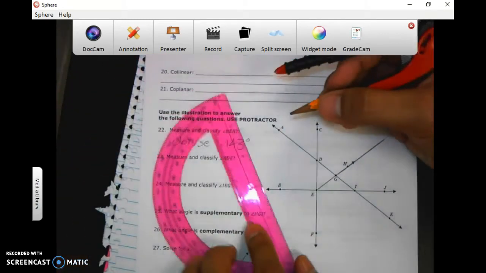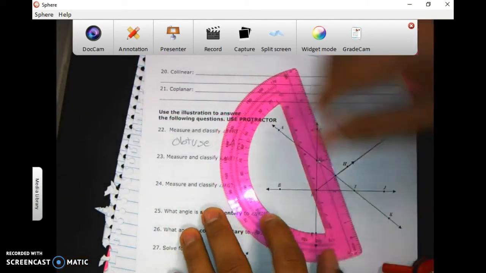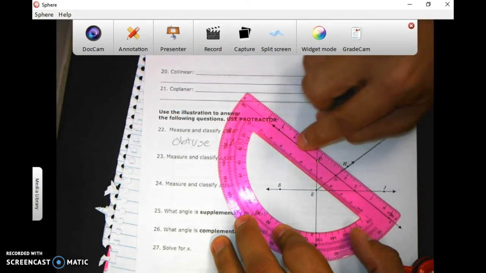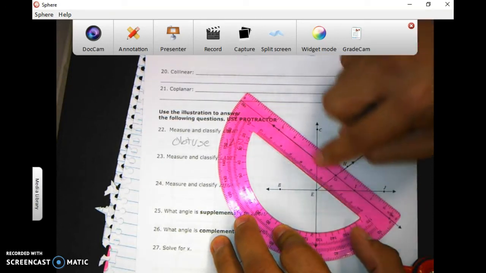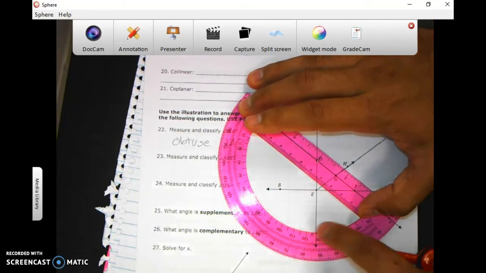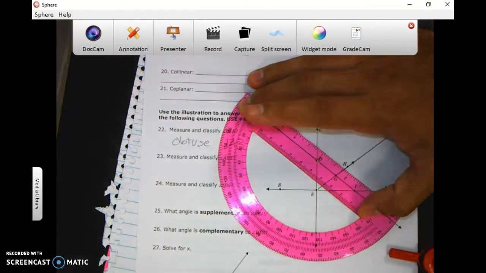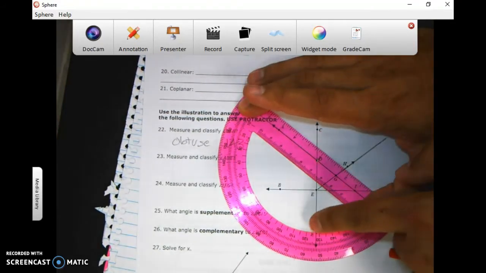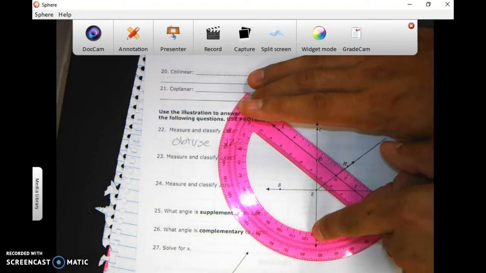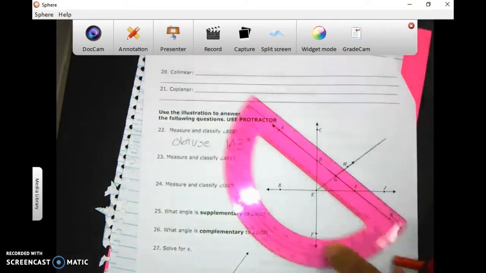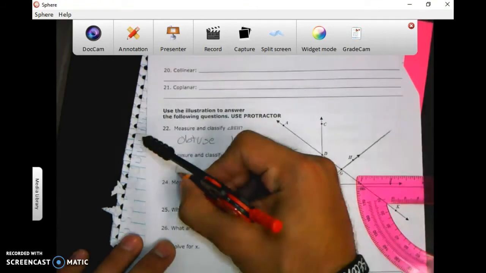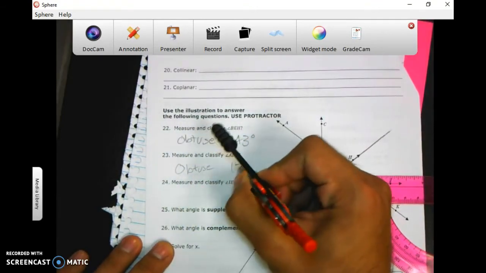Now let's do ADE. I'm going to position it like this. I'm going to put the circle on the vertex. I lined it up, and ADE is an obtuse angle. This time my obtuse numbers are on the inside. It might be kind of hard to see for you, but those are going to be 120, 125, 126, 127. About 127. If yours is a little bit off, hey, it's all right, because it's close enough for me.